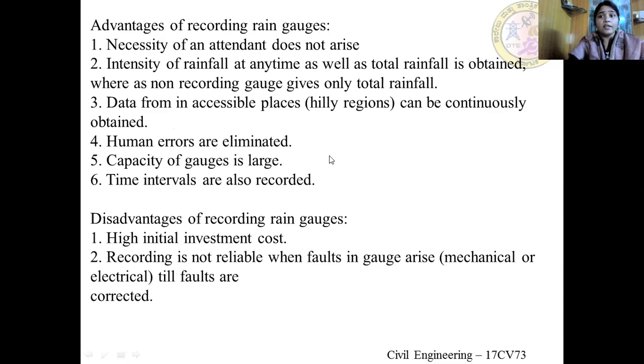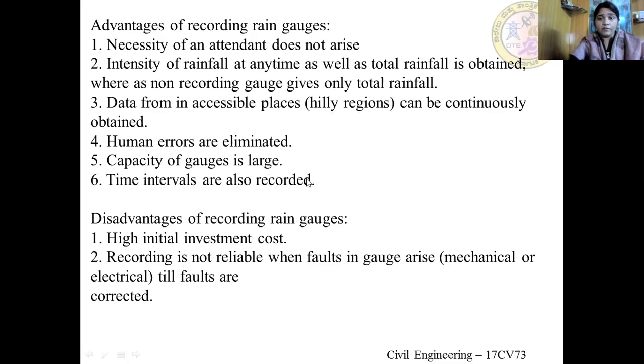And here, human errors are eliminated because there is an attendant who goes, he will pour, he has to measure that rainfall. So obviously he has to place that water from the bottle into a measuring jar. So there certain human errors can occur. One, spilling can happen. We can have a less estimate of that rainfall, or another reason, it can be his eyesight. He may read it wrong and note it down wrongly. So that can happen. So all these are eliminated in recording type of rain gauges.